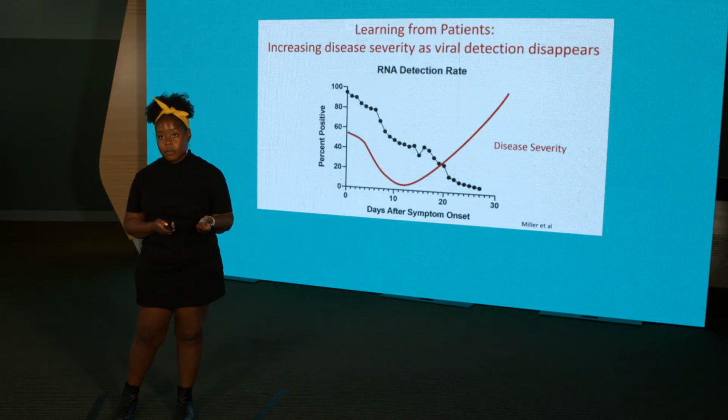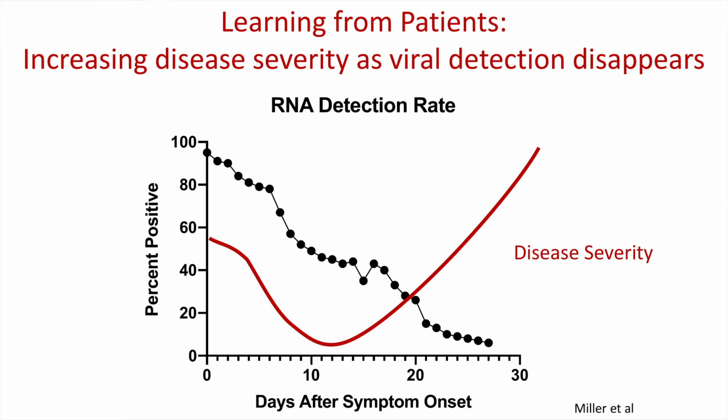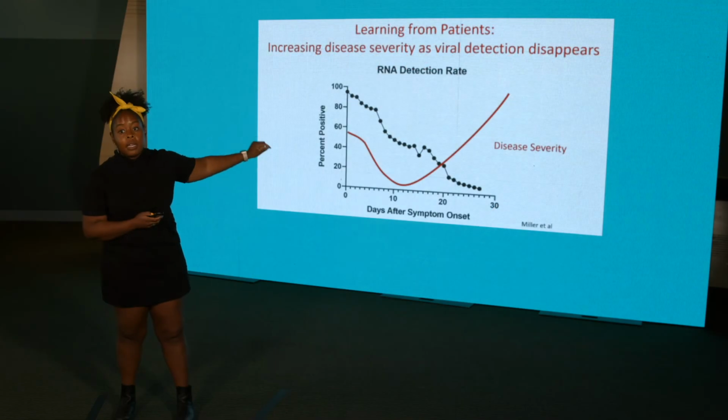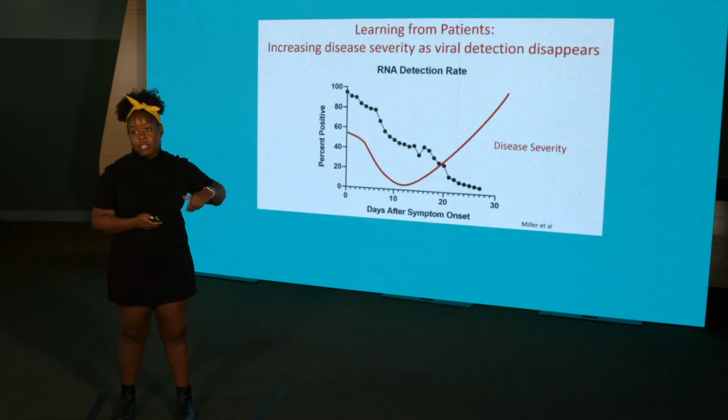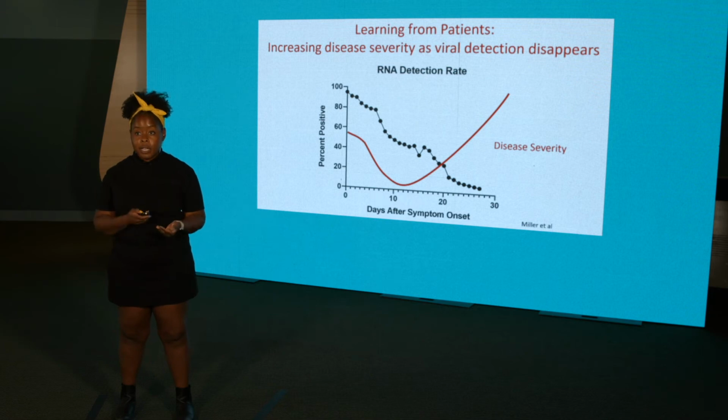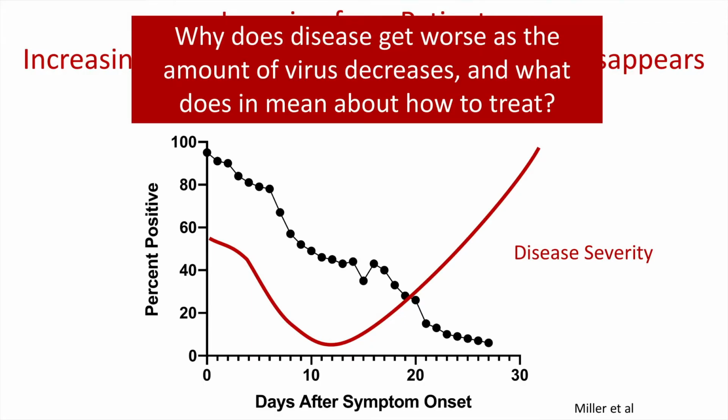the virus life cycle. As we mentioned, as the disease progresses, it's important to learn from patients to understand how to treat COVID-19. And so although the RNA detection rate is declining after the days of symptom onset, the disease severity is actually increasing. And this is, of course, due to this immunopathology caused by this cytokine storm. And so why does the disease get worse as the amount of virus decreases, and what does that mean in terms of how to begin to treat COVID-19 in these more severely infected patients?